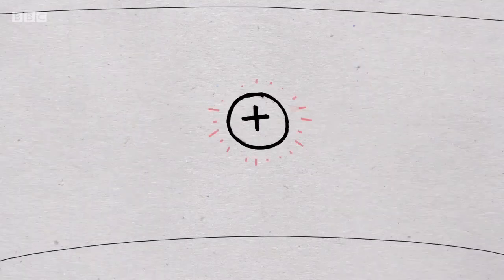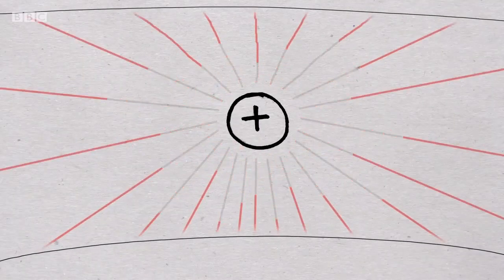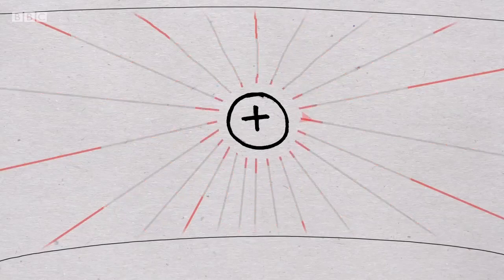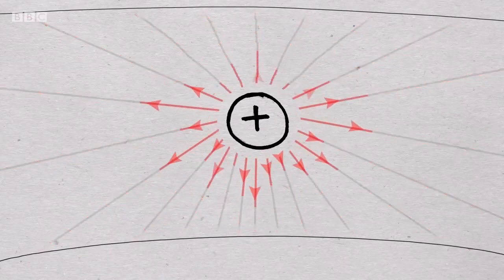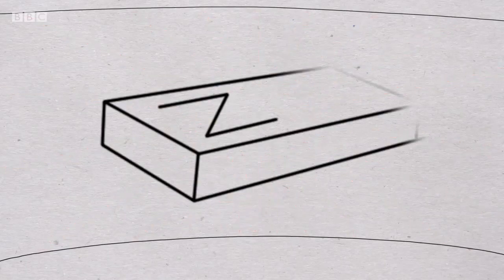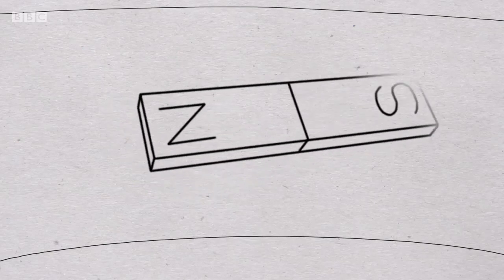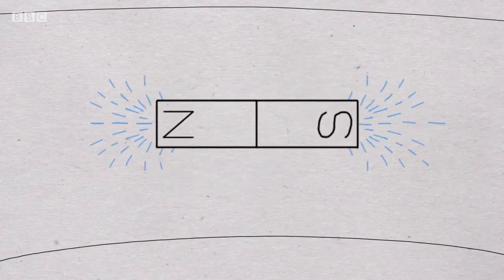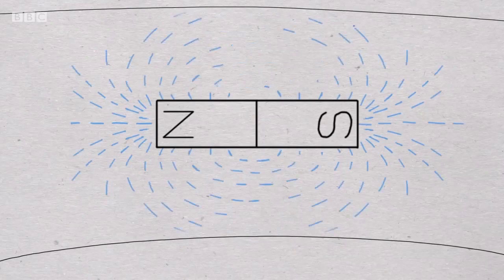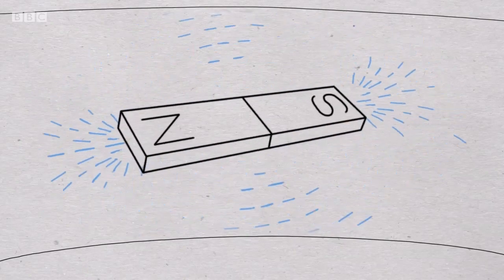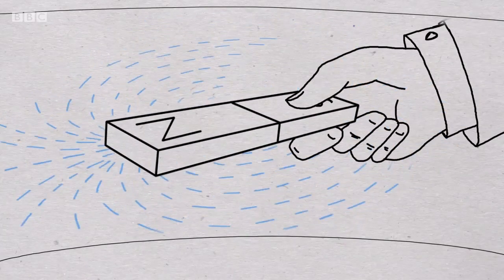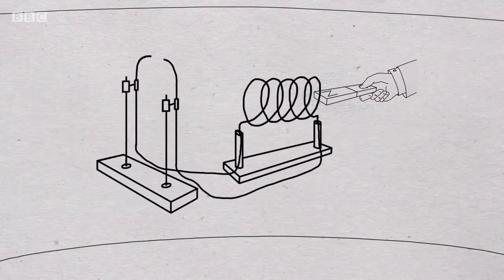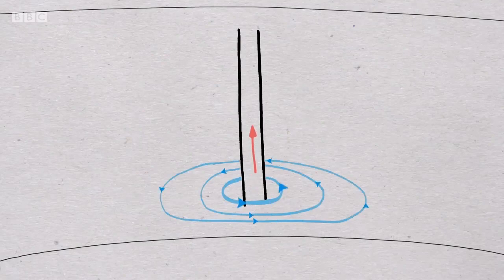So the first equation described how a static electric charge generates an electric field. And the second, that magnetic poles always come in pairs. The third equation describes how a changing magnetic field generates an electric field. And the fourth equation, that an electric current surrounds itself with a magnetic field.